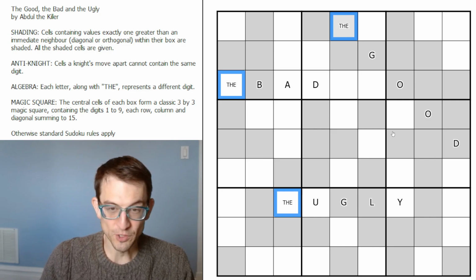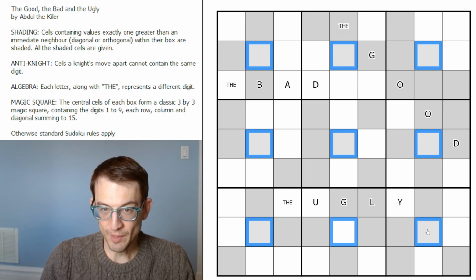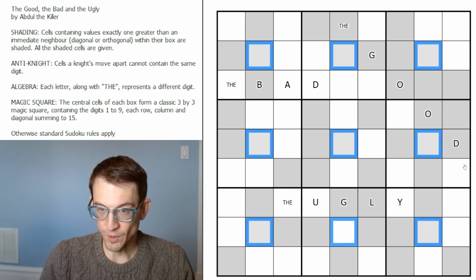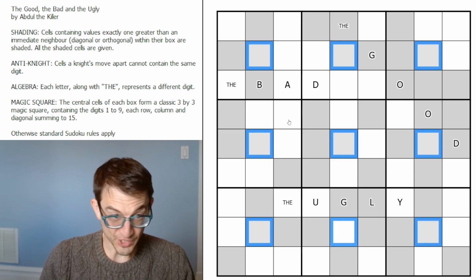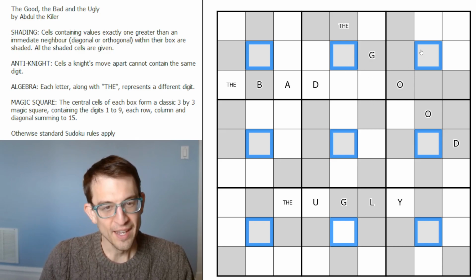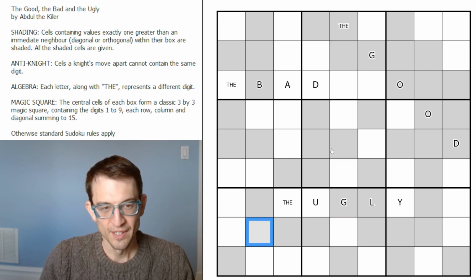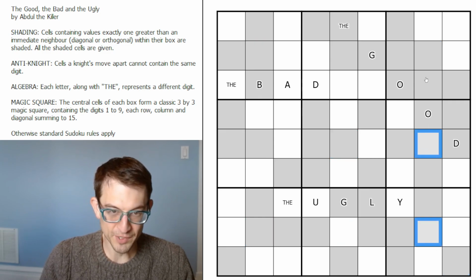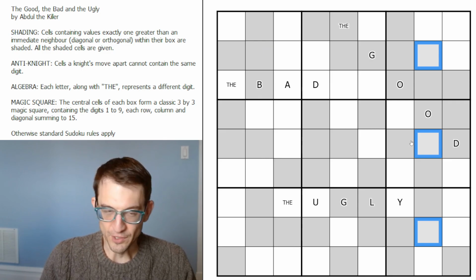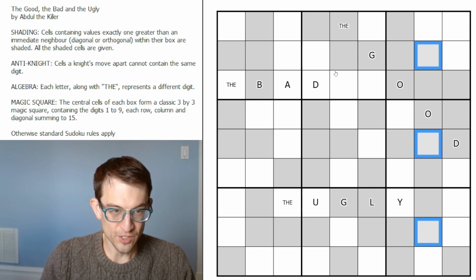And then the last rule is magic square. This says that the central cells, that's these 9 cells here in the middle of each box, form a classic 3 by 3 magic square containing the digits 1 to 9, each row, column, and diagonal summing to 15. What that means is that this is essentially its own region with the numbers 1 to 9, and this row will sum to 15, this row will sum to 15, this diagonal and this diagonal will sum to 15, this column will sum to 15, etc. So a typical magic square. And then standard Sudoku rules apply. So let's get into it.